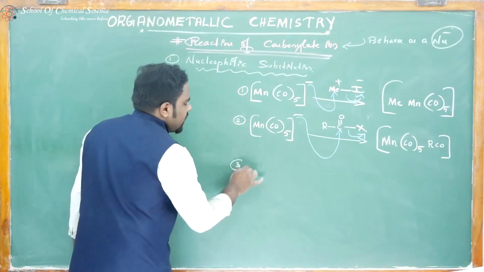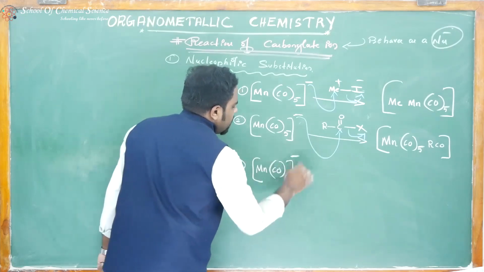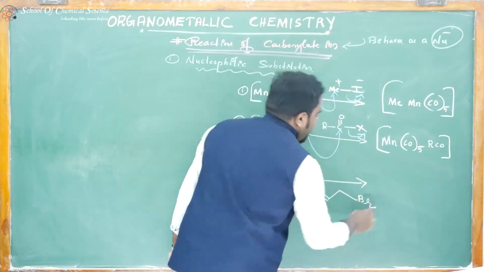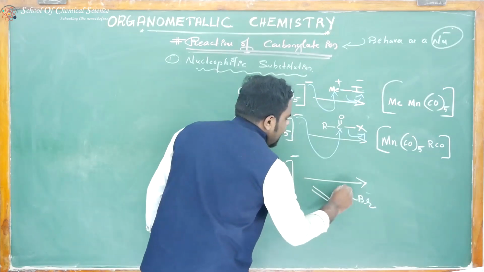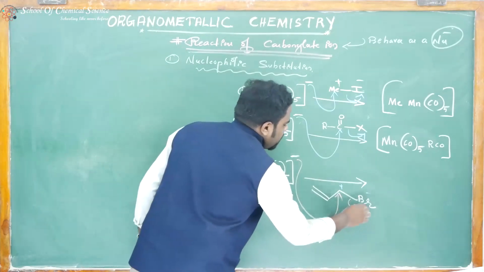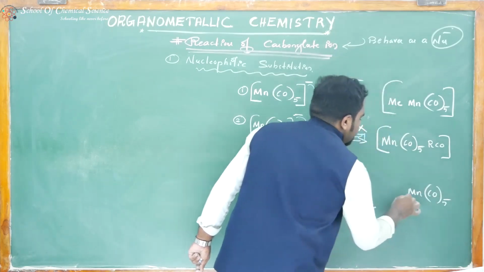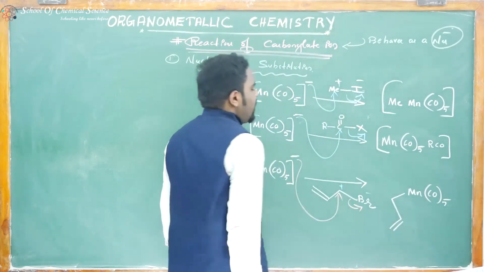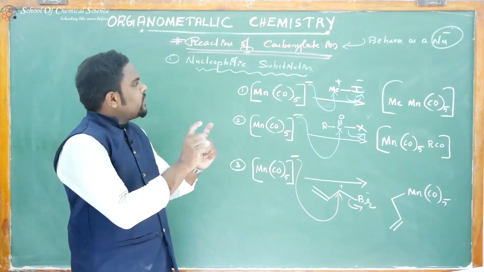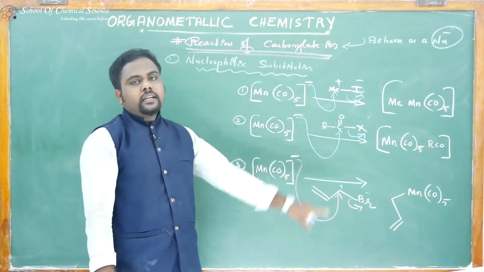Then the third one: MnCO5 negative on reaction with an allyl bromide. You know bromine is negative, so definitely this carbon will be positive. What will be the reaction? This nucleophile will attack this carbon and bromine is eliminated. So your product will be MnCO5 connected to eta 1 allyl. So these are the reactions of the carbonylate ion. It shows nucleophilic substitution reaction.